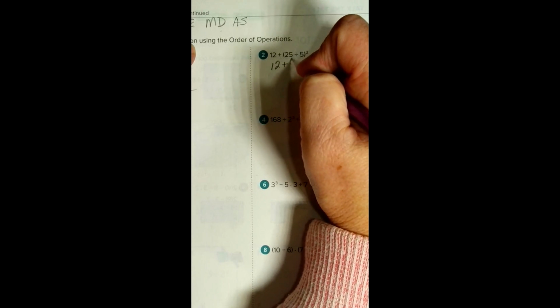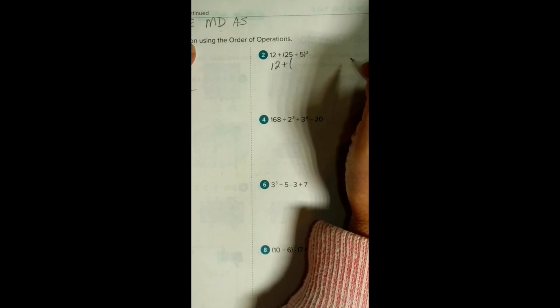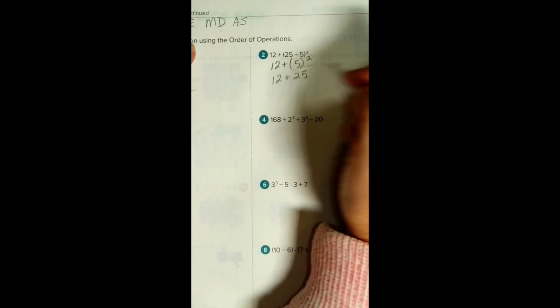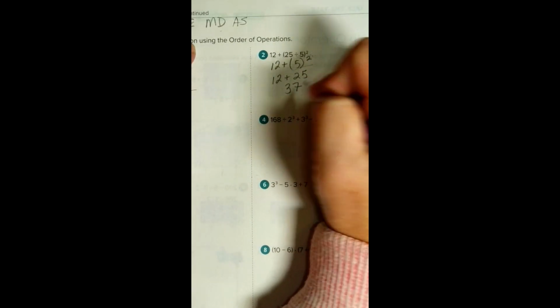Okay, so number 2, we have to do what's inside grouping symbols first. So 12 plus 25 divided by 5 is 5, and then that has the squared. Now I can address the squared, so it's 12 plus 25, and then when I add 12 and 25, I get 37.